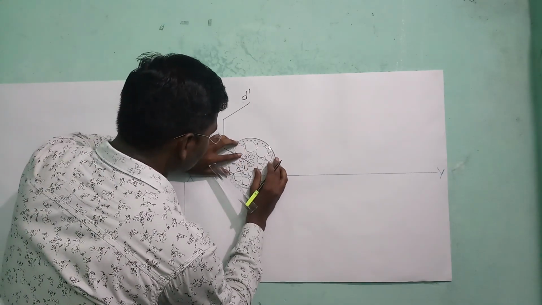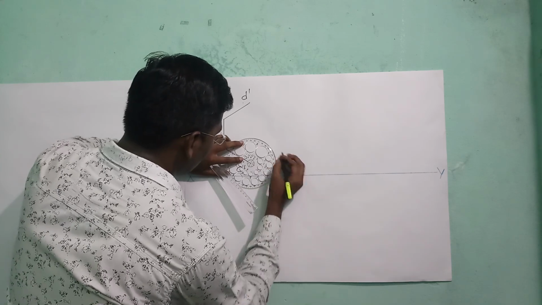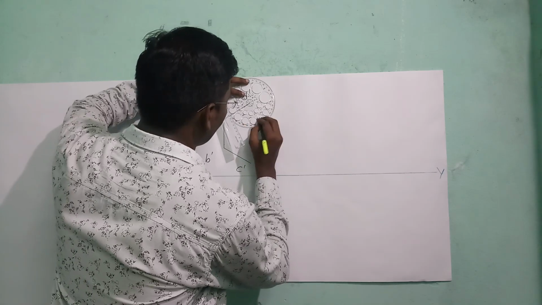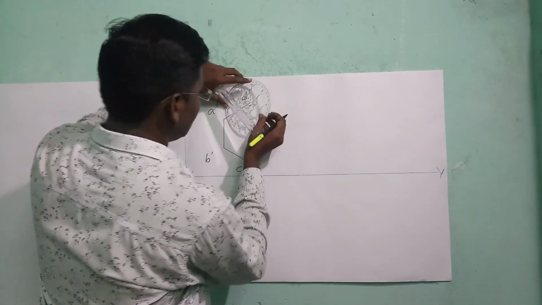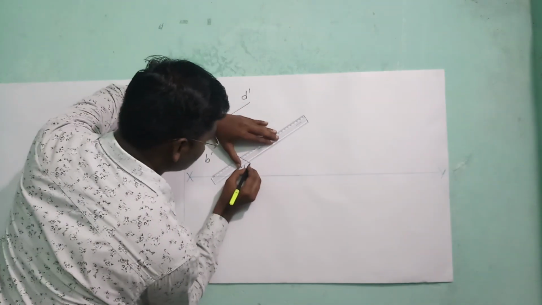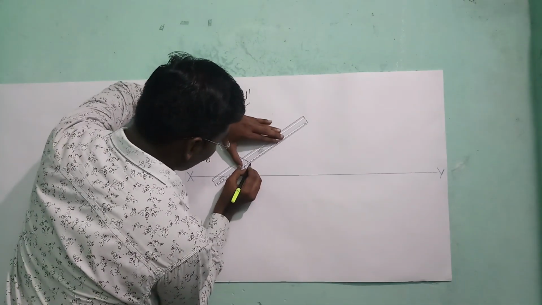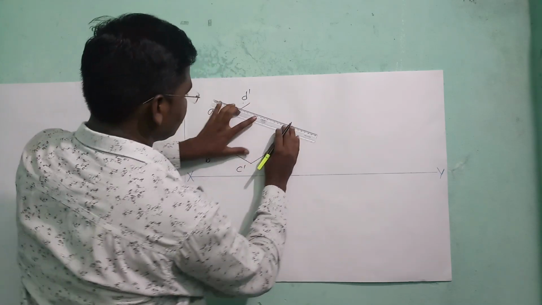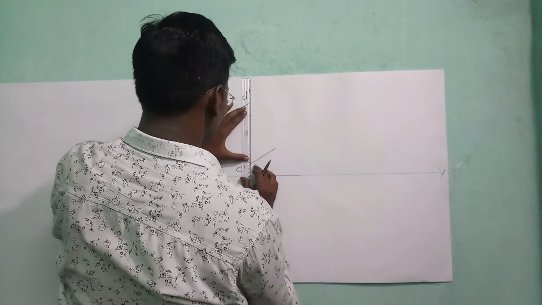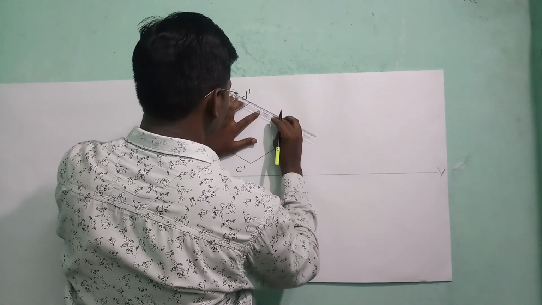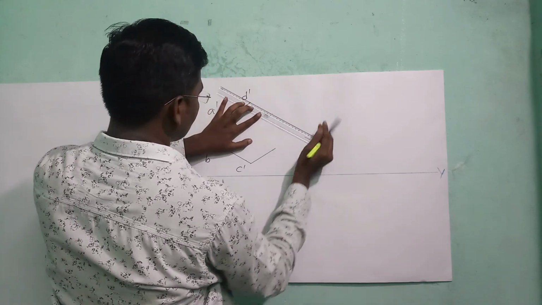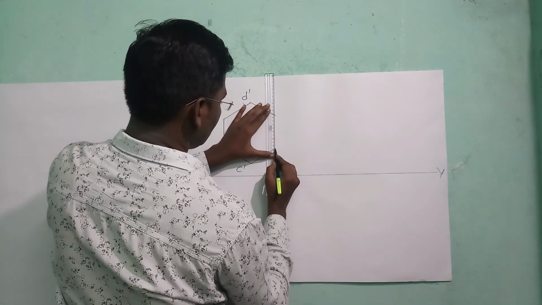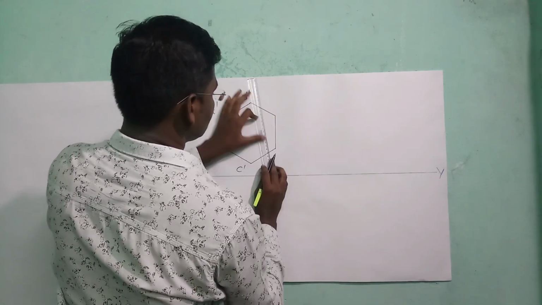Now from this point also, take an angle of 60 degrees. Similarly, at this point take an angle of 60 degrees. Now join these 2 points with the help of a straight line with a distance of 30 mm. After that, join these 2 points as a straight line.